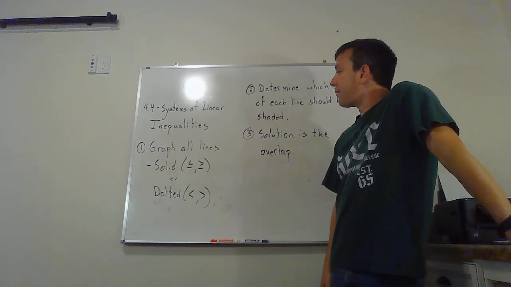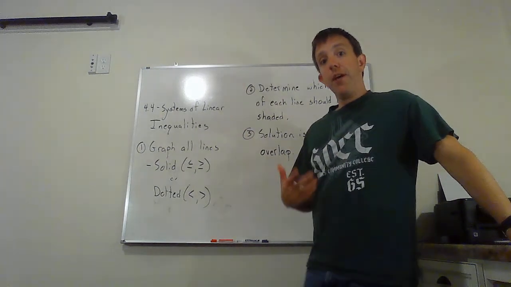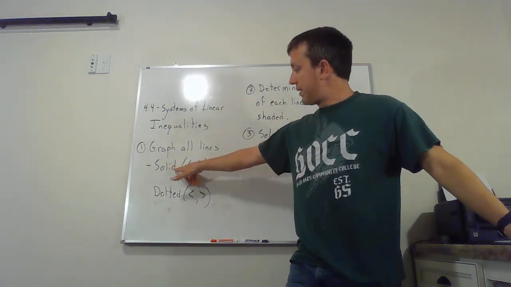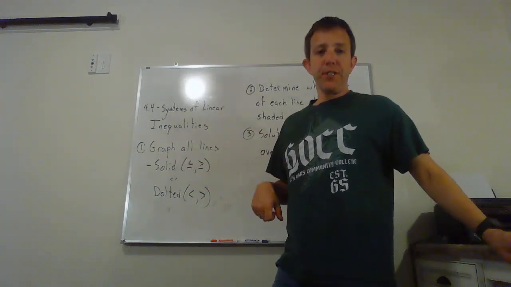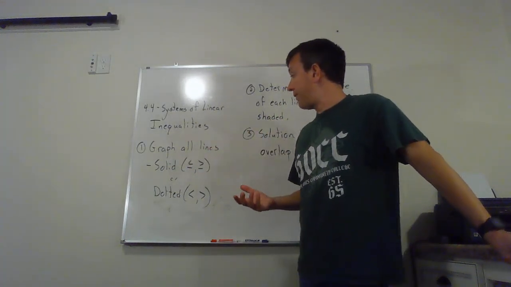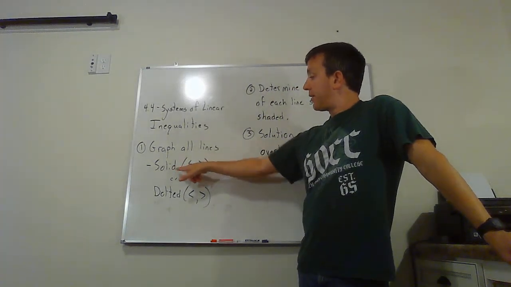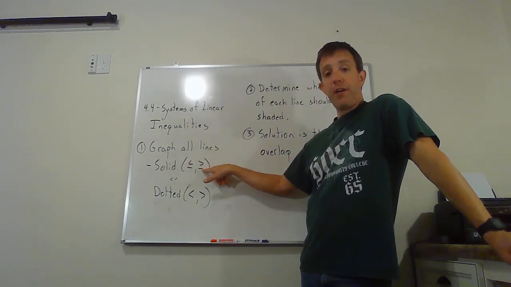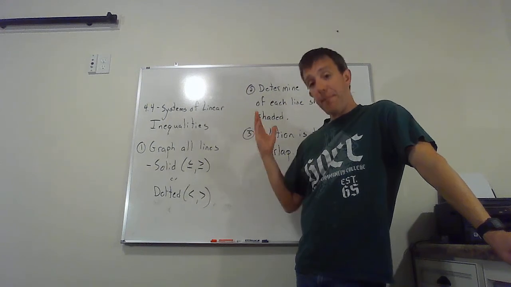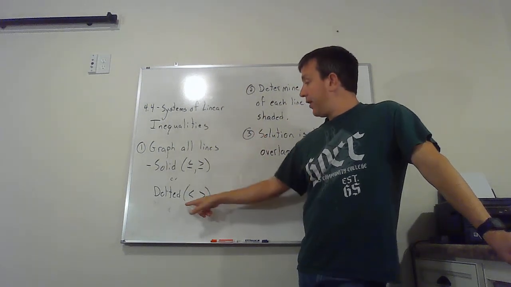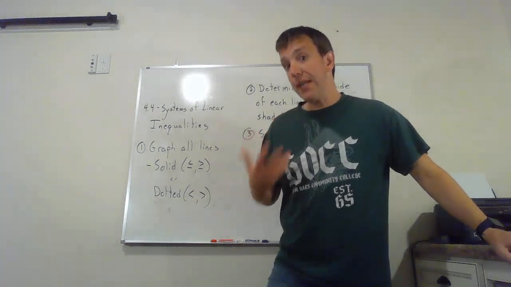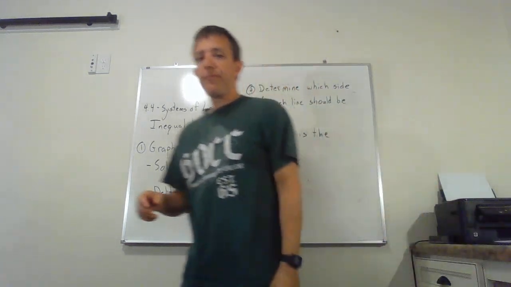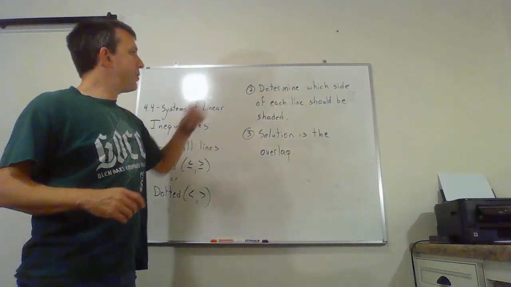So, number 1, graph all lines. First question, when you're graphing those lines, are they supposed to be solid or dotted? Remember, we talked about this in a previous chapter when we did the graphing with these before. Solid lines, if you have a less than or equal to or greater than or equal to sign, remember that means that the border is included. Dotted lines, if you have strictly less than or strictly greater than, the border is not part of the solution. That's step 1.